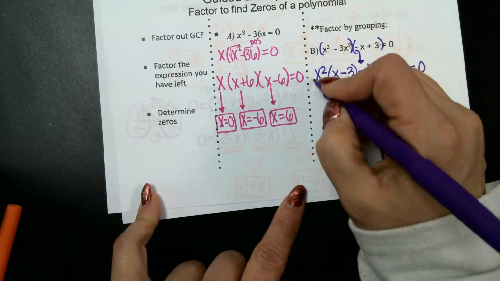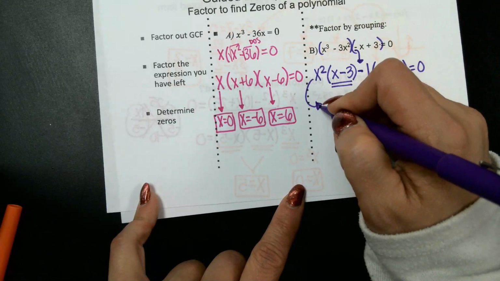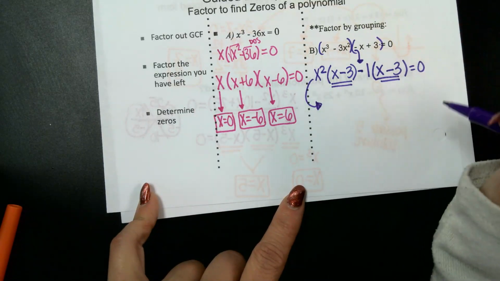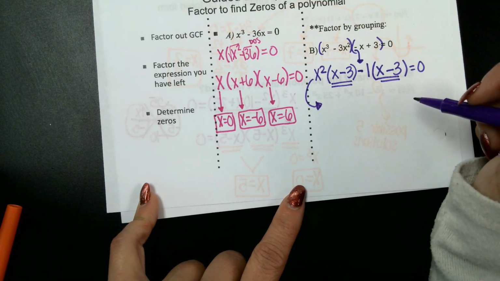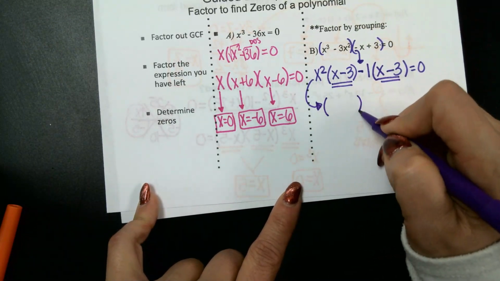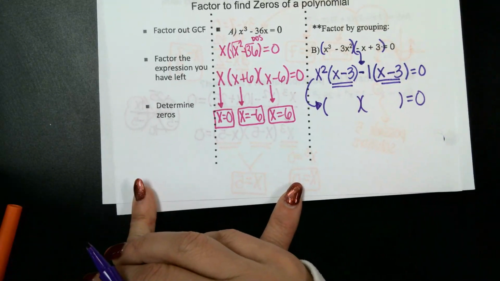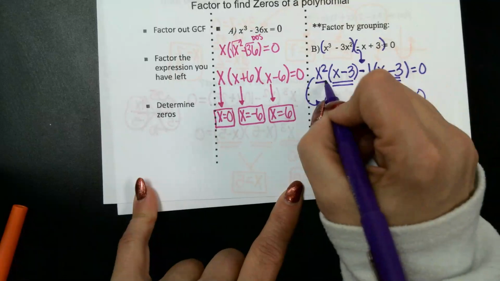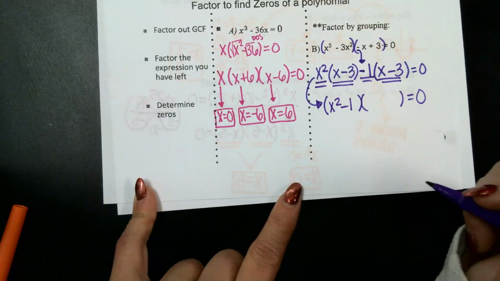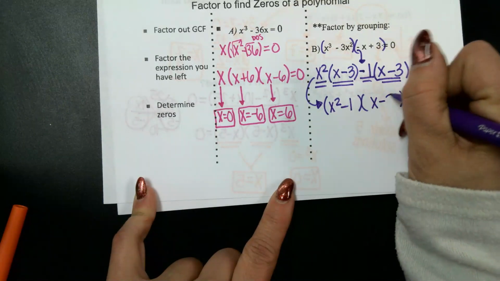Okay? Now to go to your 2 sets of parentheses, do you remember how to do that? How do I write all of this in just 2 sets of parentheses? So the x squared minus 1 goes in one set, and then whatever one they had in common, the x minus 3, goes in the other. Good job.